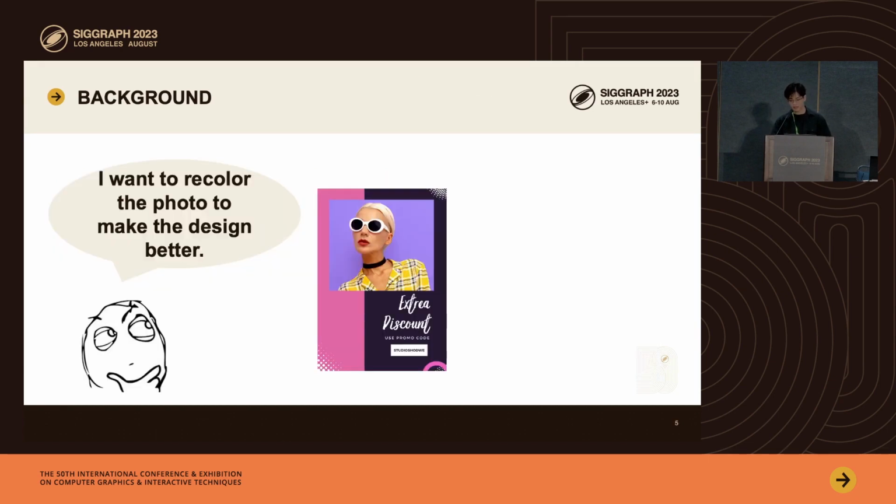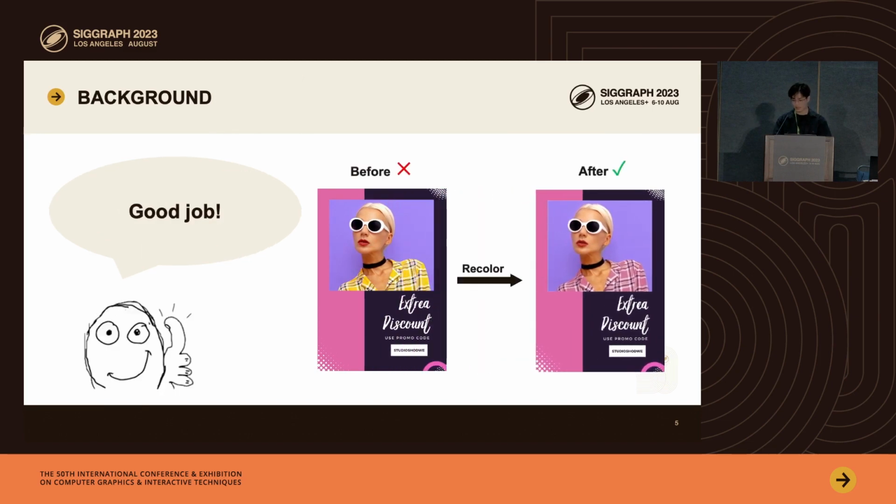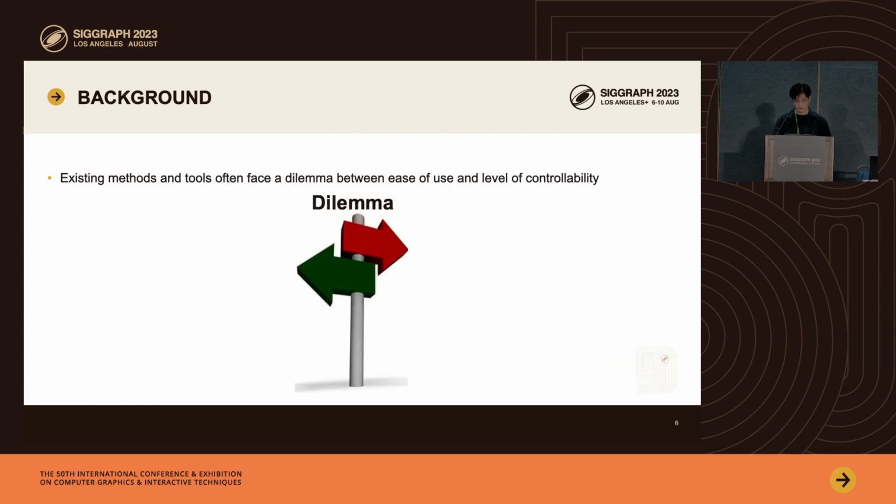Now imagine you're a designer and you want to recolor a photo to make the design look better. You need to select a region and color for recoloring. For example, at first, we may choose to recolor the hair into pink. However, we may discard this change because it is not as good as we think. So we then recolor the clothes into pink. Finally, we can obtain a satisfactory result after several rounds of color assignment.